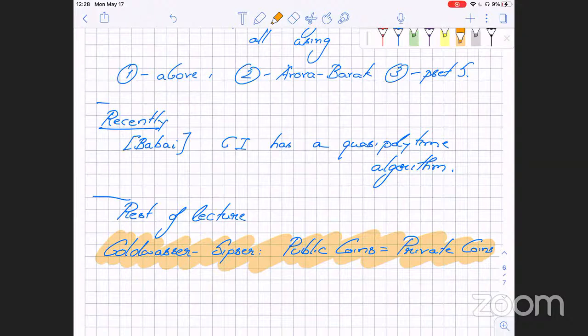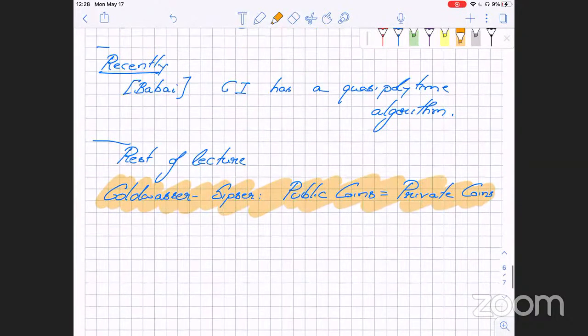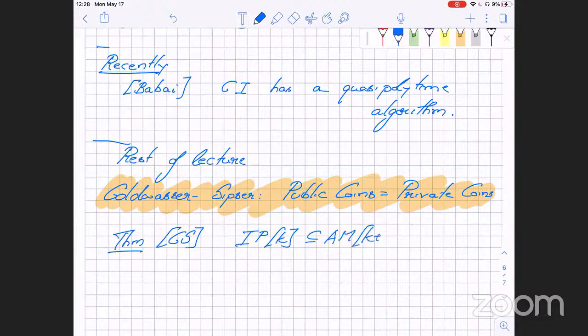Okay. So the theorem which they prove is actually a strong theorem. The theorem of Goldwasser and Sipser is that IP[k] is contained in AM[k+1].